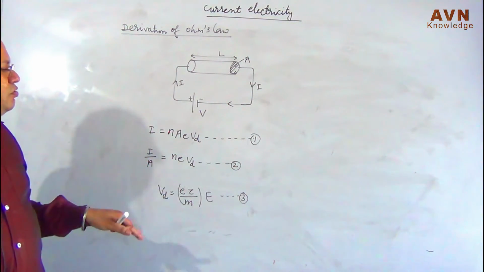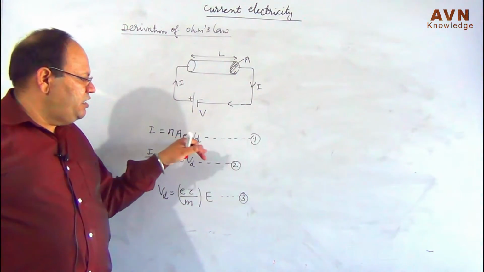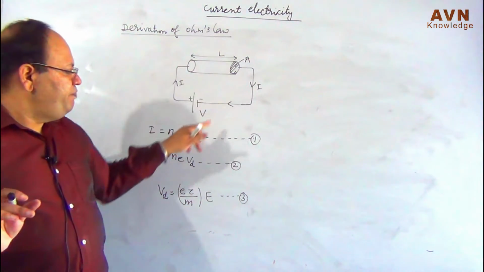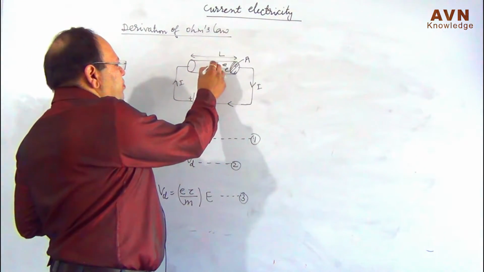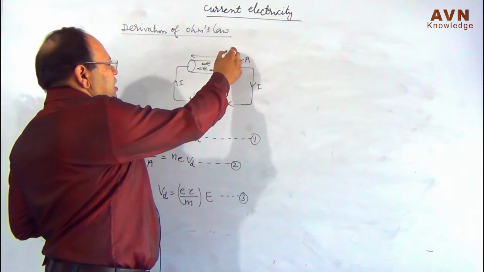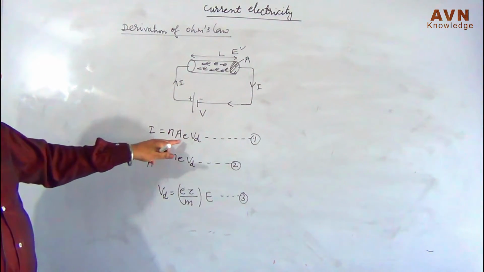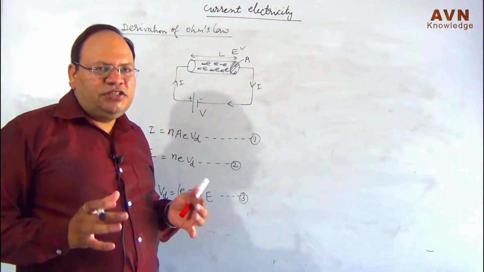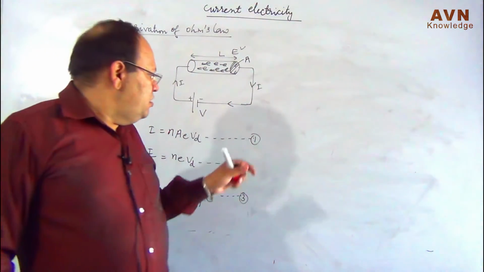So here we directly use the relation between current and drift velocity, I = n A e Vd. n is the number of electrons per unit volume, A is the cross-section area, e is the charge of the electron, which flows opposite to the current direction. And if an electric field develops in this conductor, what is Vd? Vd is the drift velocity, the average velocity when an electric field is developed on a conductor.